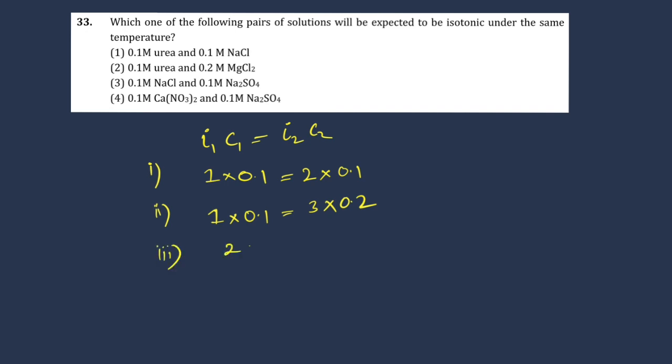Therefore we have to check the third option. NaCl Van't Hoff factor 2, concentration 0.1, and this is Na2SO4, this is 3, and this is 0.1. So these are also not the same. Automatically the fourth option will be equal, but we'll check here. Calcium nitrate Van't Hoff factor 3 into 0.1 is equal to Na2SO4, 3 into 0.1. Both are equal, therefore this option is correct. The fourth option is correct.